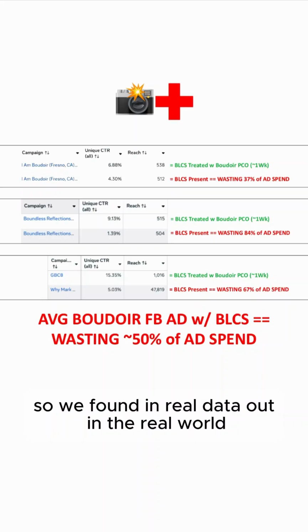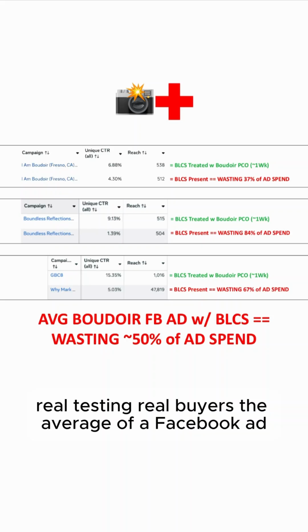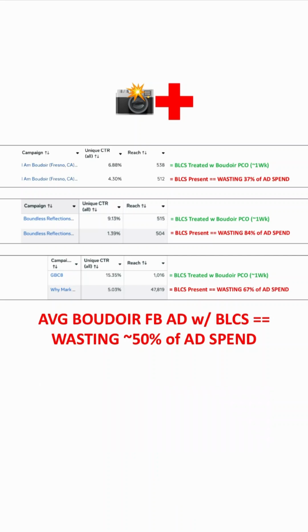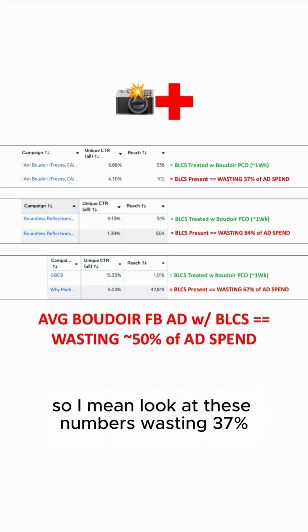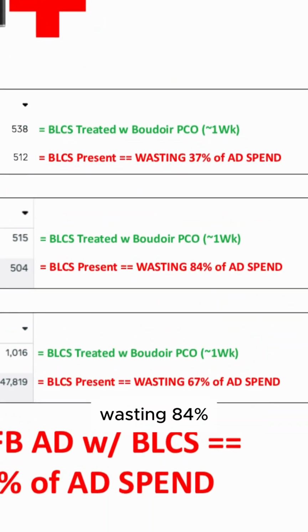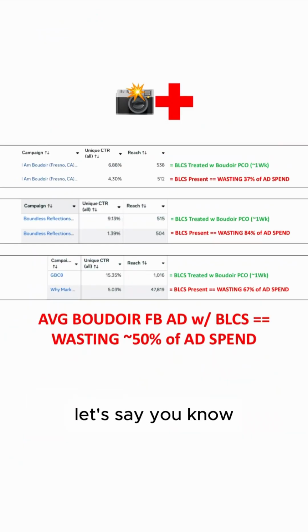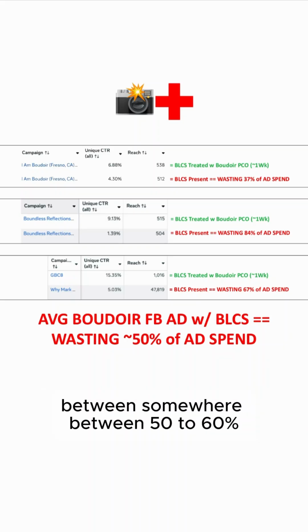So we found in real data, out in the real world, with real testing and real buyers, that the average Boudoir Facebook ad with BLCS is wasting approximately 50% of ad spend. Look at these numbers: wasting 37%, wasting 84%, wasting 67%. Average those up, and the average will probably be somewhere between 50 to 60%.